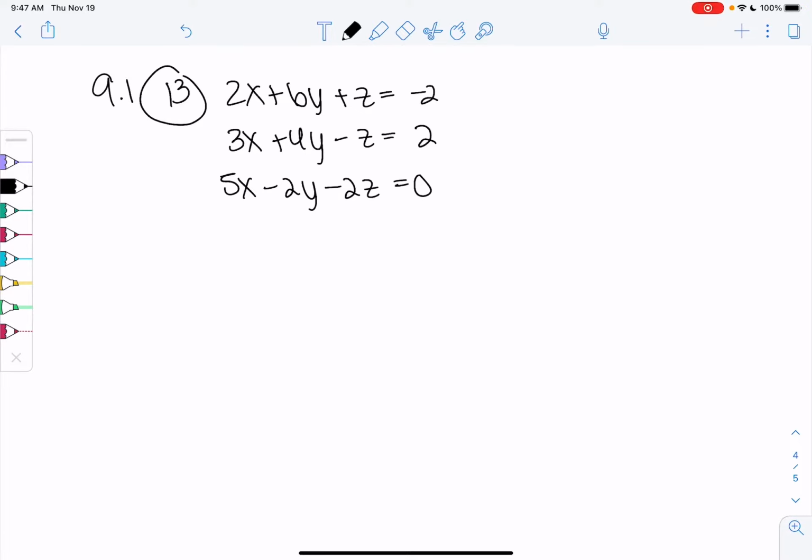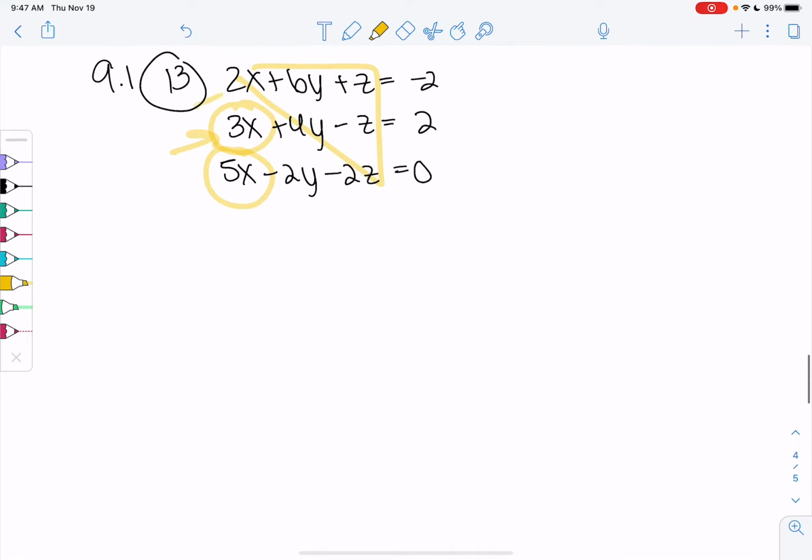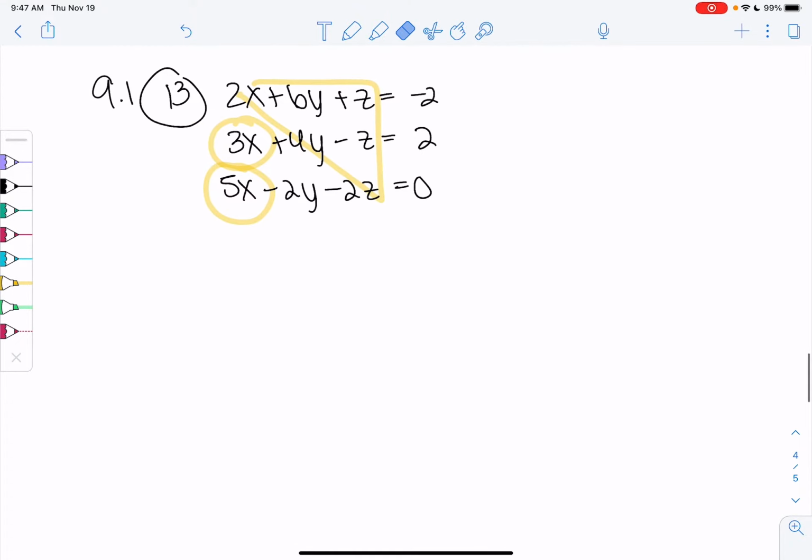Everyone, we had a question on 9-1, number 13, and we're going to try to do the triangle method to solve. So I am going to try to get rid of the x's in E2 and E3, and then we'll approach the y's. So 3x doesn't really cancel out nicely with 2x or 5x. So I am just going to multiply the first one by 3.